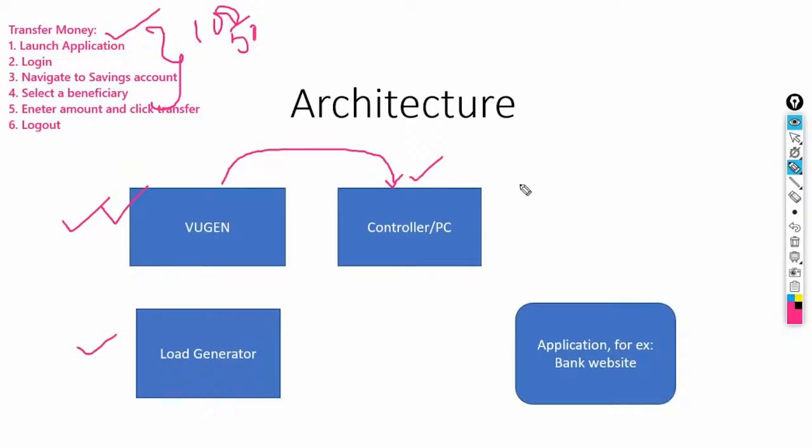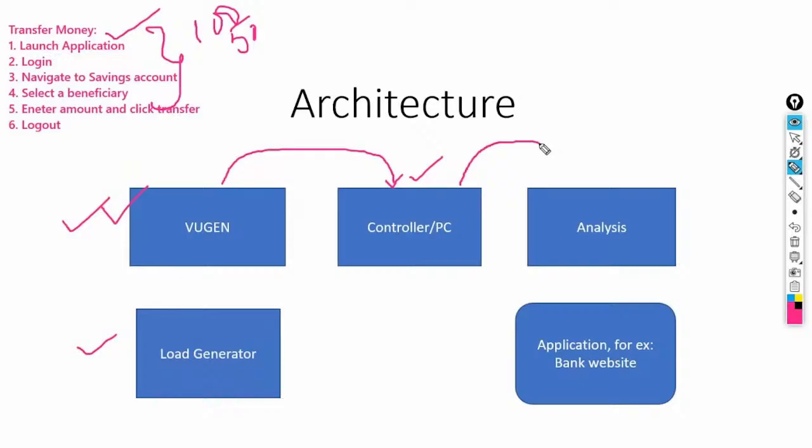Once the execution is complete, we should be able to analyze the results, right? That analysis we will be doing in the Analysis component. Now again I'll repeat one important point. Load generator will simulate all virtual users. VuGen will generate the scripts for all these steps, this scenario. Once the script is ready, we will upload it here and trigger the execution. Once you trigger the execution, what will happen? All the scripts I uploaded to Controller or Performance Center will be transferred to the load generator, and the actual execution will happen there.